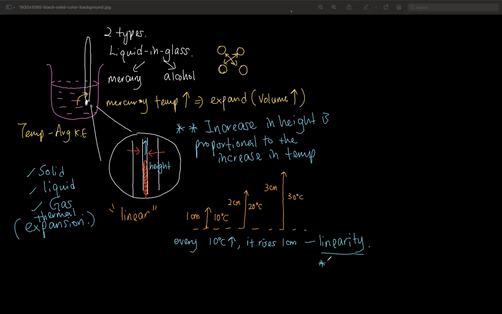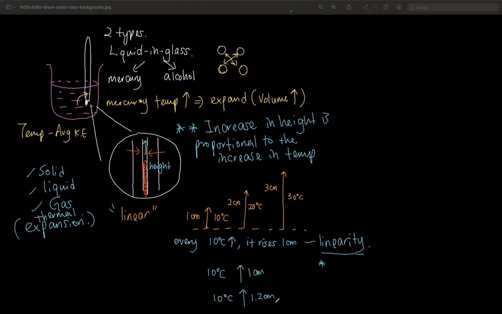Okay, so how would it look if the thermometer was not linear? If the thermometer was not linear, then maybe at first a 10-degree increase rises 1 cm. And then you have the next 10-degree Celsius increase, and then maybe it rises 1.2 cm. Then this would not be linear anymore, right? This is not a linear thermometer.